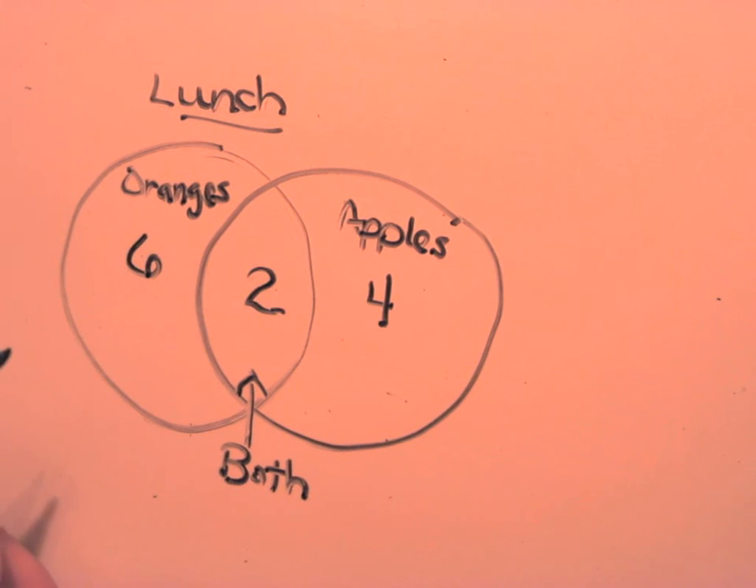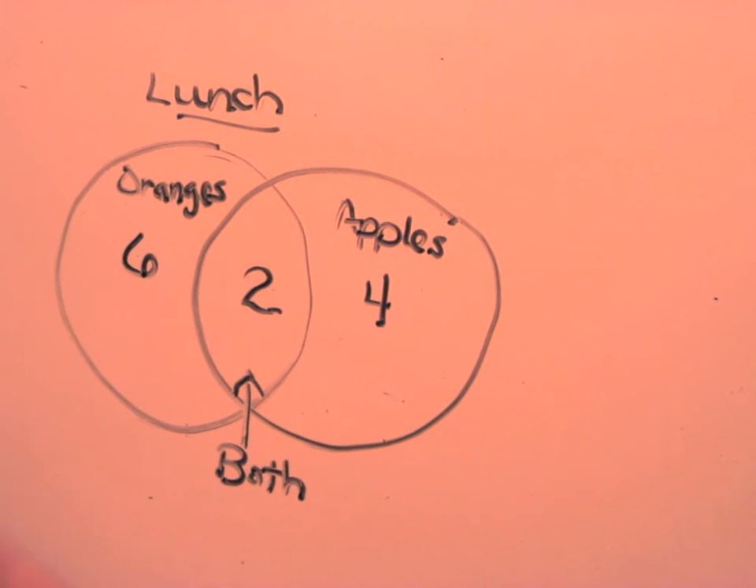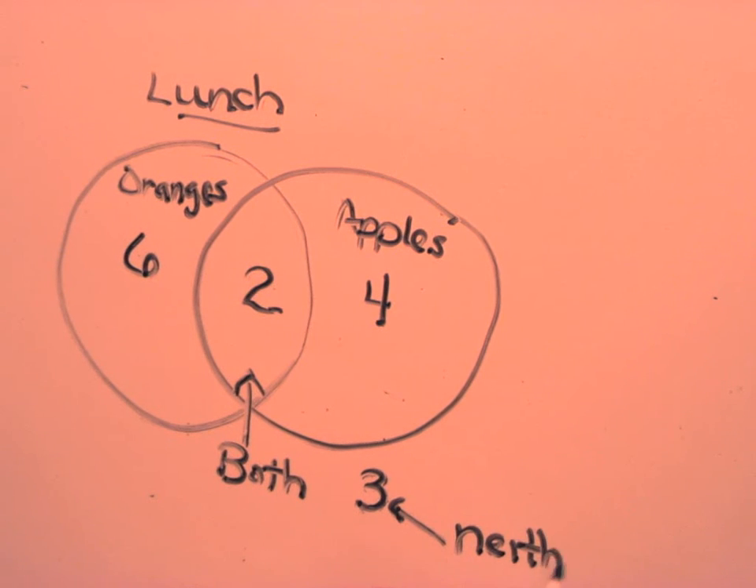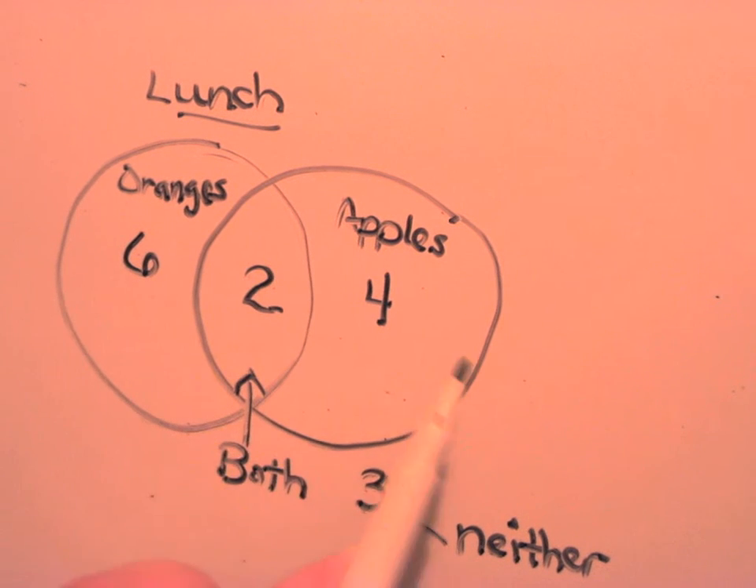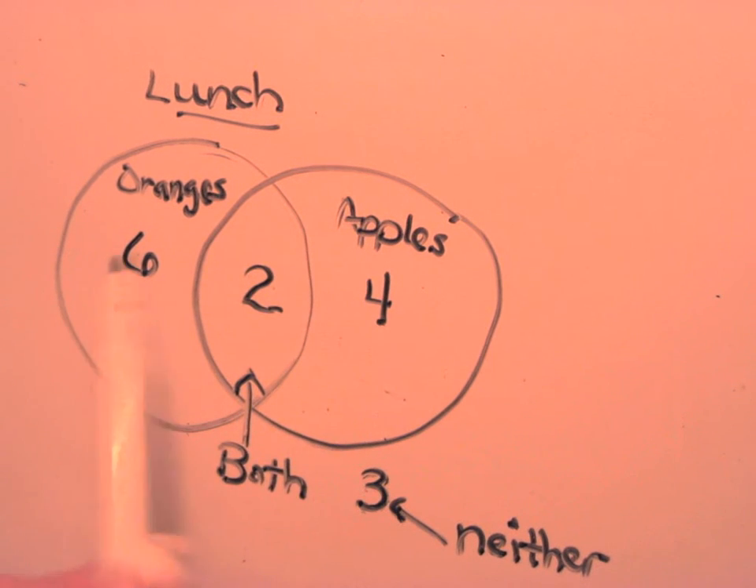But now we know some kids probably didn't have some fruit in their lunch. So maybe there are 3 kids without fruit in their lunch. So that's going to go on the outside over here because these kids have neither. And that's kind of a difference from our Venn diagram. We could kind of get this idea, oranges, apples, both oranges and apples. But this neither is a thing that we normally don't see when we're doing writing.